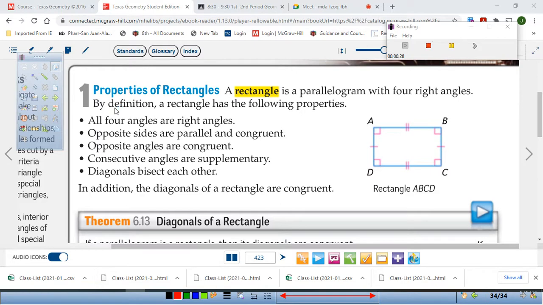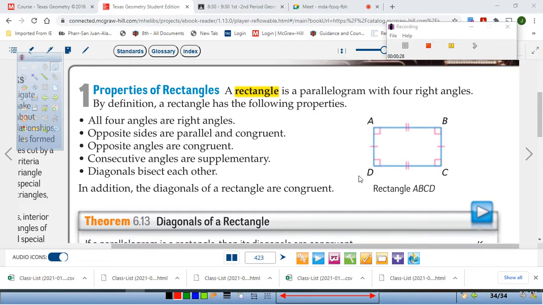By definition, a rectangle has the following properties. All 4 angles are right angles. Opposite sides of a parallelogram are congruent. Opposite angles are congruent. Consecutive angles, like A and B and A and D, are supplementary. Diagonals bisect each other.